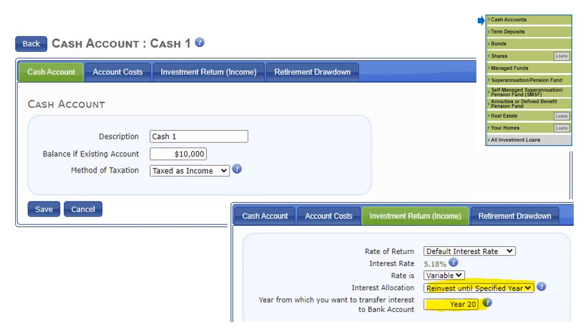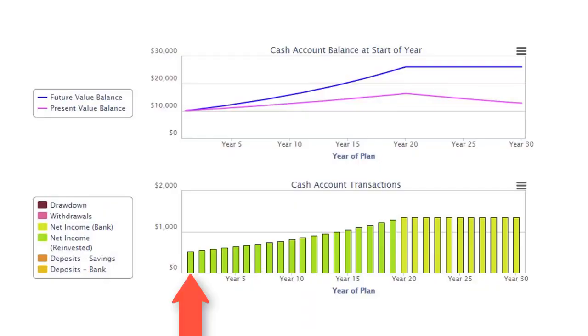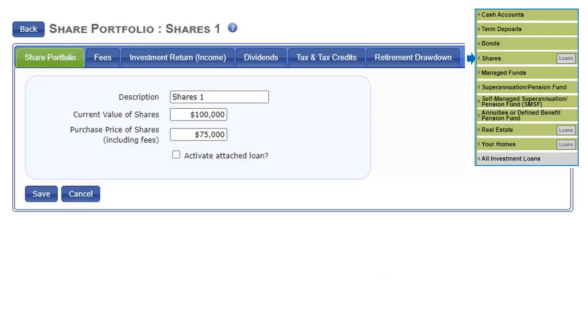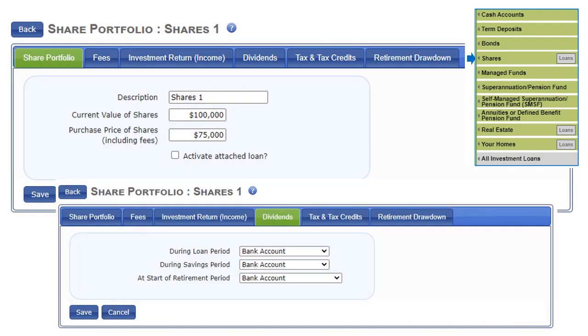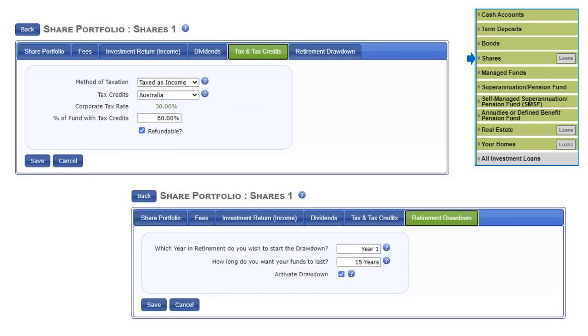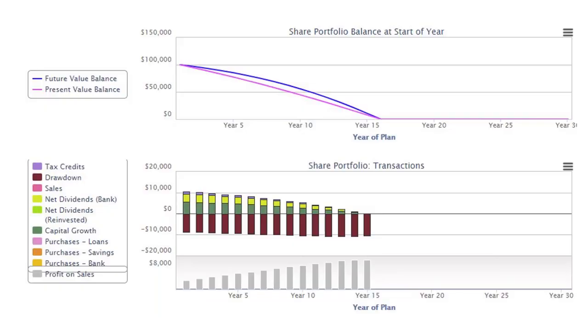John has set aside $10,000 in a cash account and he does not intend to draw down any of these funds. John plans to reinvest the interest for the first 19 years and then deposit the interest into the transaction account thereafter. John has a share portfolio and he plans to have all the dividends paid to the transaction account to help fund his living expenses. He expects 60% of the fund will have imputation credits. John has decided to draw down the funds over the first 15 years of the plan.